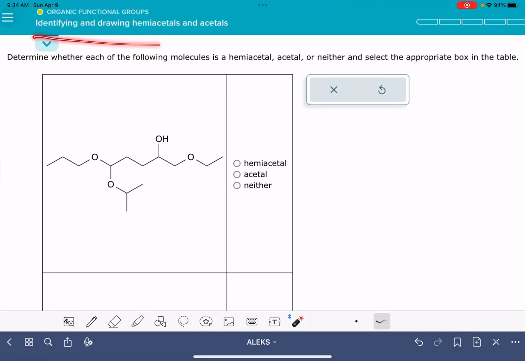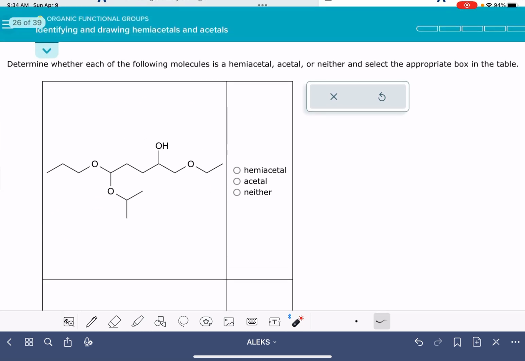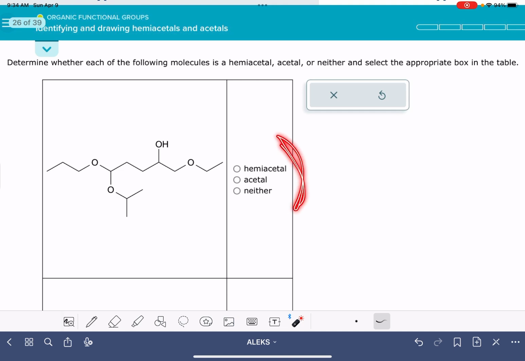In this video, I'll show you how to solve the ALEKS problem called identifying and drawing hemiacetals and acetals. This particular problem is going to give you a few different molecules. I'm only showing one, and it wants you to determine whether the molecule is a hemiacetal, an acetal, or none of the above. Another option is that it would give you instructions or criteria for drawing a molecule that was either a hemiacetal or an acetal.